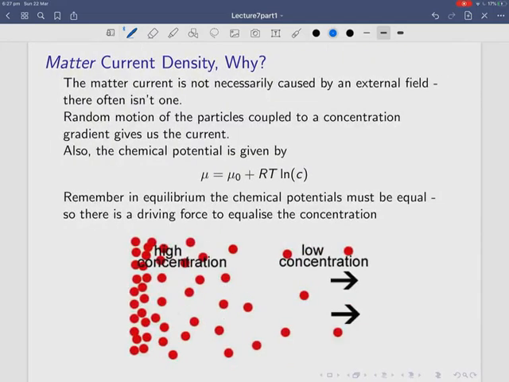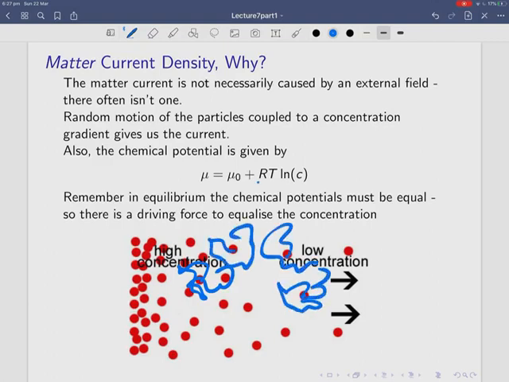Well, what happens is that you have these particles here, which are randomly moving about all over the place, and these particles here, which are randomly moving all over the place. And they're only doing random walks. But of course, if you put a barrier down the middle here, and you look at the number of particles crossing that barrier, because there are more particles on the left-hand side than the right-hand side, you will get effectively a net current from left to right. Okay, so that's the reason why you get this kind of current density, matter current density, I mean.